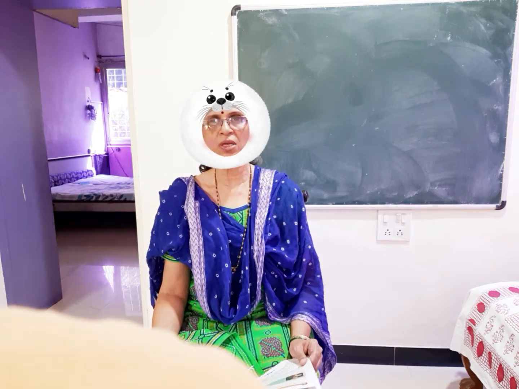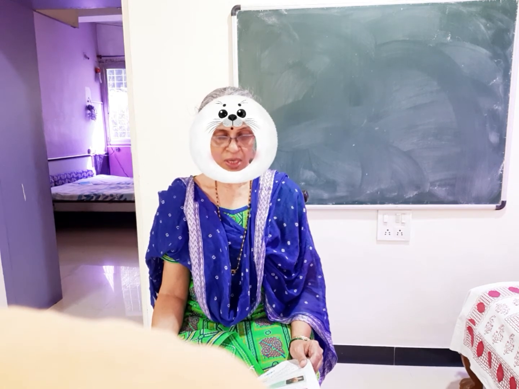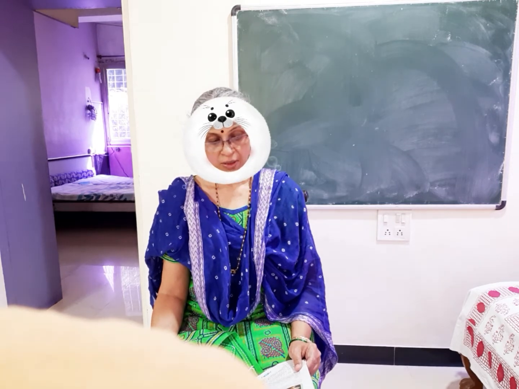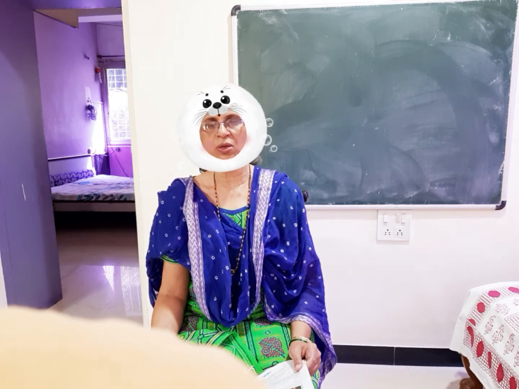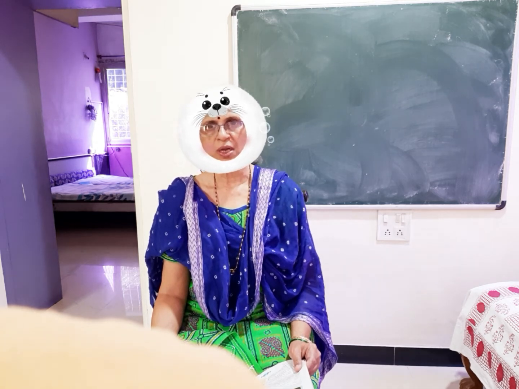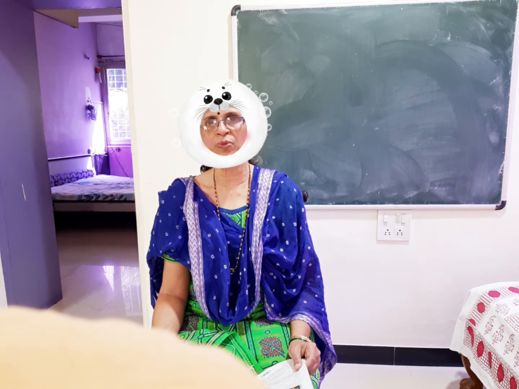Now we are going to see the next law, that is Newton's law of gravitation. It is very easy. According to this law, every object in the universe is attracted by every other object with a force which is directly proportional to the product of masses and inversely proportional to the square of the distance between them. Once again I will repeat, every object in the universe attracts every other object with a force directly proportional to the product of masses and inversely proportional to the square of the distance.